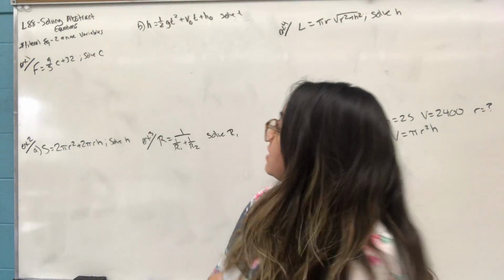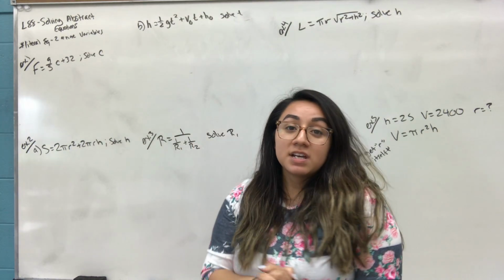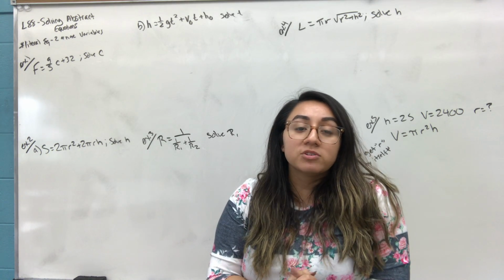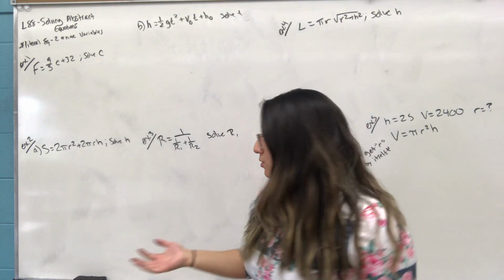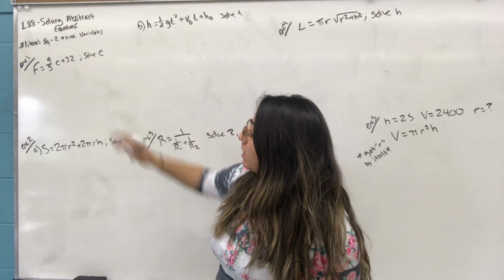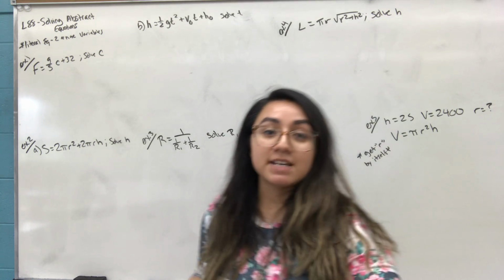Let's talk about abstract equations. They're also known as literal equations, meaning there's two or more variables. You're not solving for x anymore, you're just trying to get the variable by itself. So in this equation, for example 1, we're trying to get c by itself.